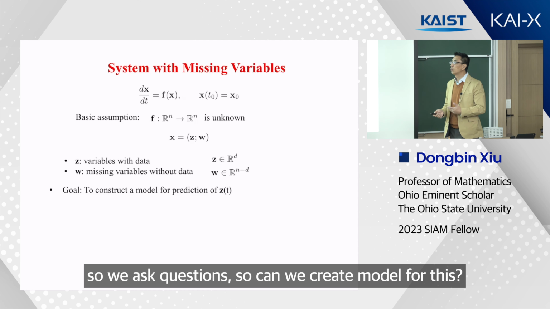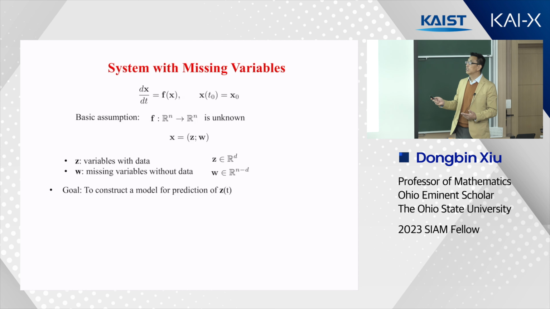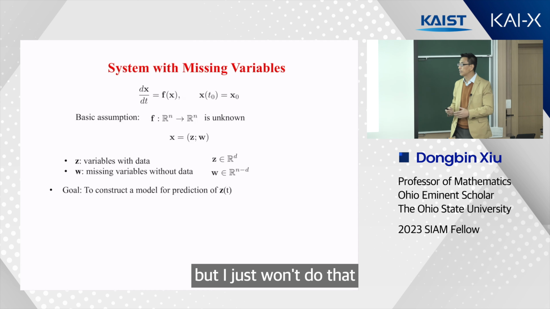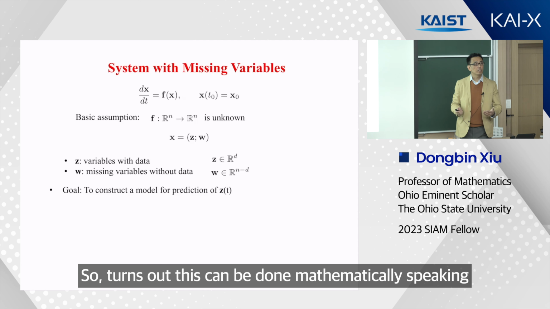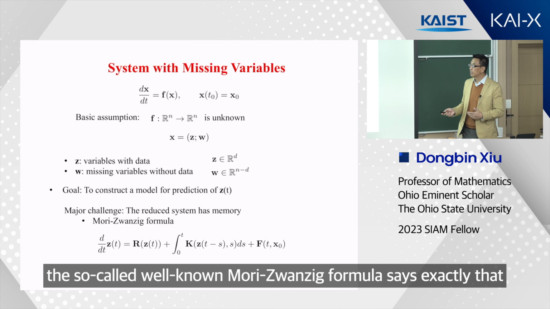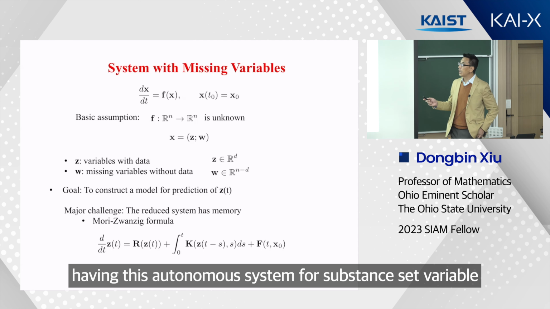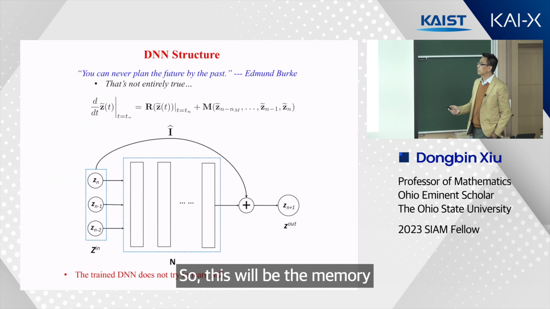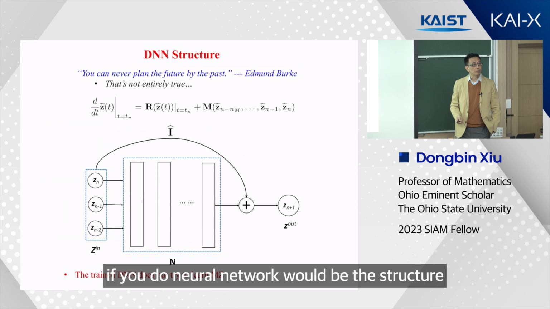So we ask the question: can we create a model for this? I don't even know the closed system in the first place, but I just want to do that. It turns out this can be done, mathematically speaking. There is the well-known Mori-Zwanzig formula that says exactly that. Having this autonomous system, for a subset of variables, there exists an equation for the subset variable that is sort of self-closed by itself. So this would be the memory. If you do a neural net, it would be the structure.